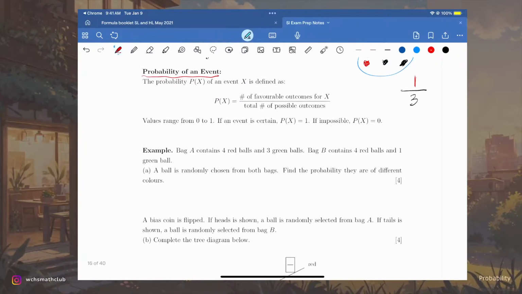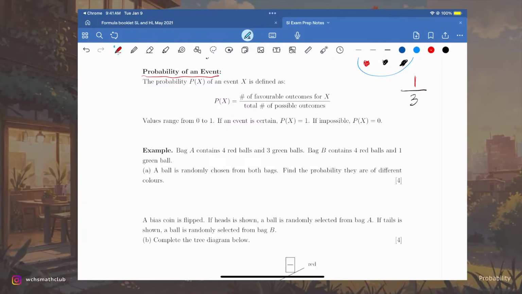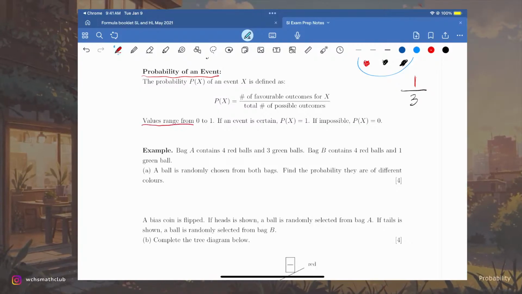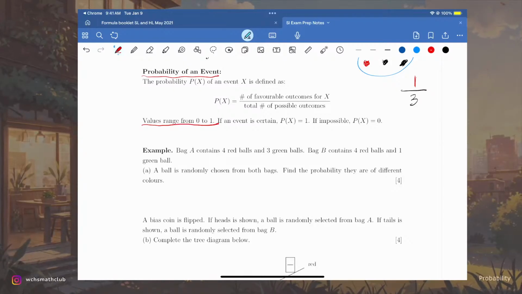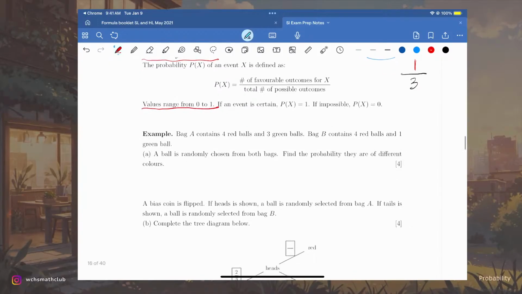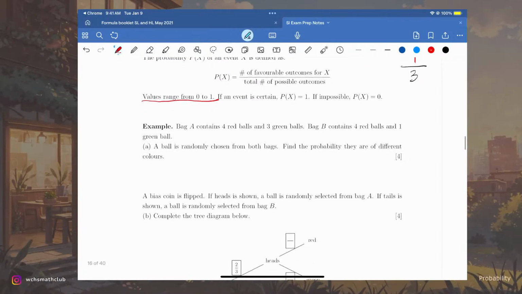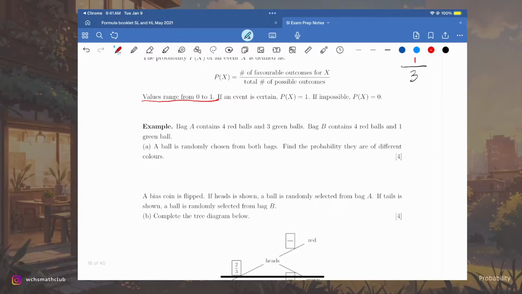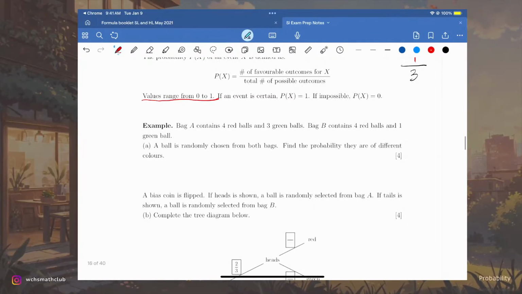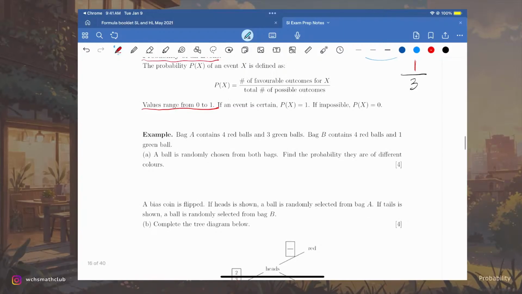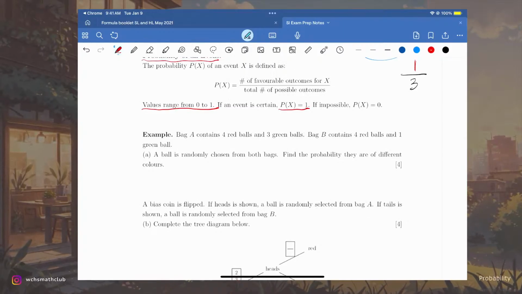The important thing to remember for the probability of an event is that the value can only range from 0 to 1. You can't have a negative probability, because that would imply you get that event a negative amount of times, and it also can't be greater than 1, because that would imply you get it more than 100% of the time, which is impossible. And then obviously if the probability is 1, that means it's certain, and if the probability is 0, that means it's impossible.